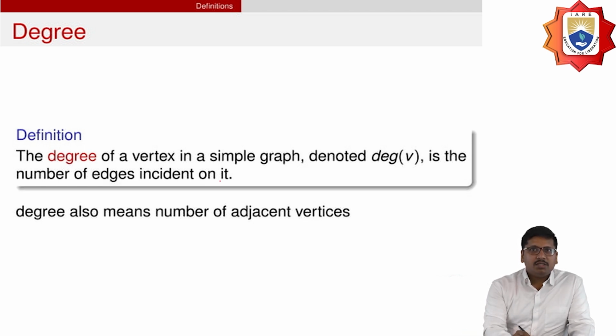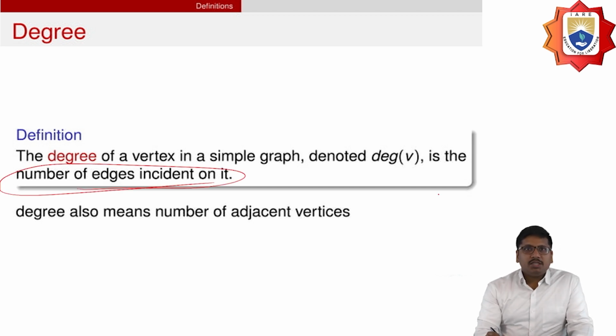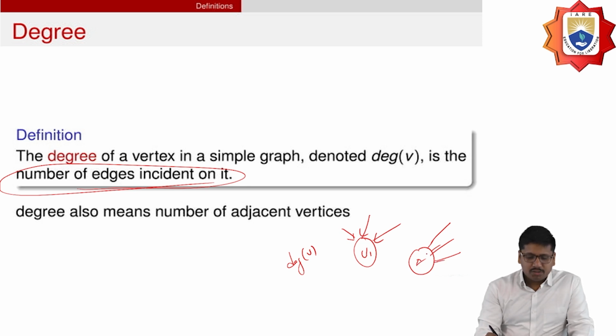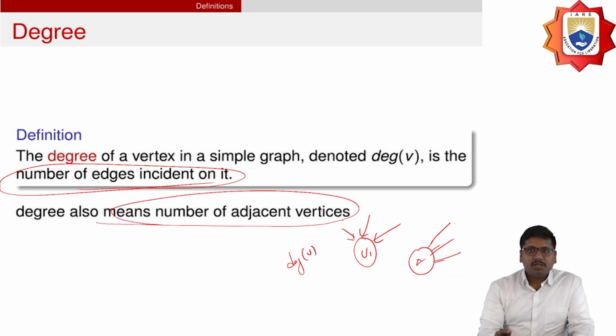So the degree of the vertex is nothing but the number of edges that are incident on it. The degree of the vertex is denoted as degree of V. In case of undirected graphs, the number of edges that are incident on the vertex will be treated as the degree of the vertex. So degree also means the number of edges as well.